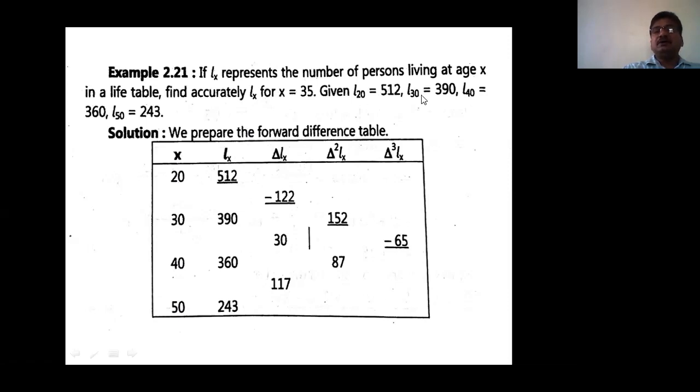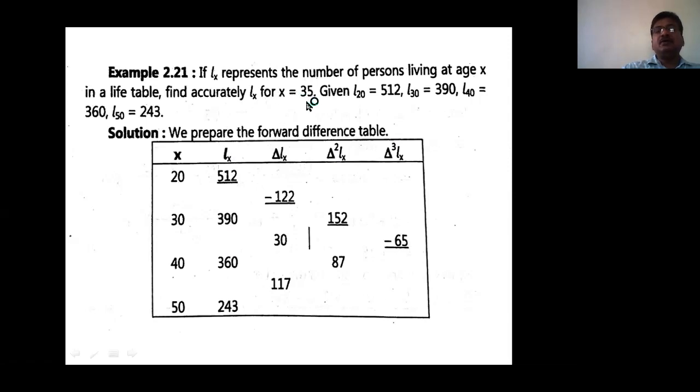So, and then the value at 30 is 390. So, second column is what? The values of Lx. So, x and Lx. Okay. And then prepare the... suppose Lx, instead of Lx, we can also use y or fx notation. Then delta square, then third column is delta cube. And prepare the forward difference table. Okay.